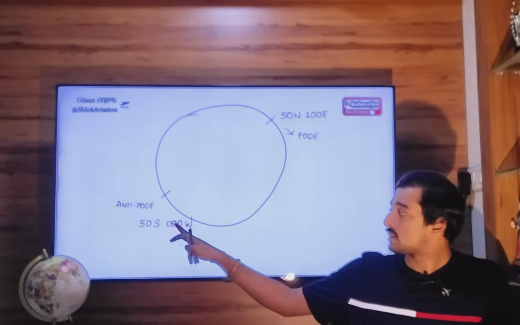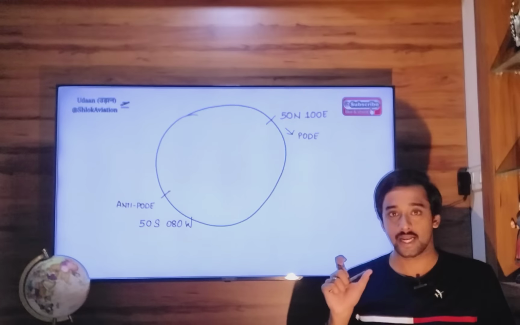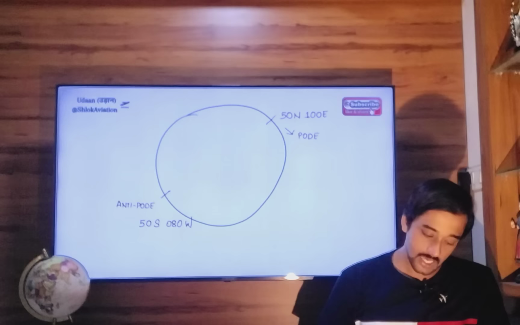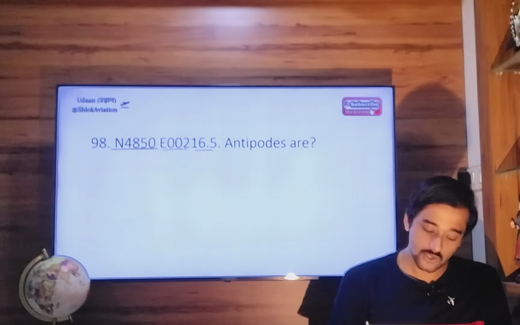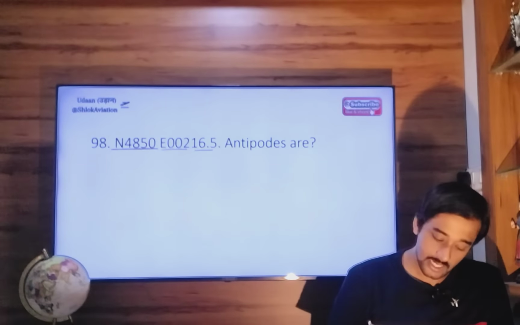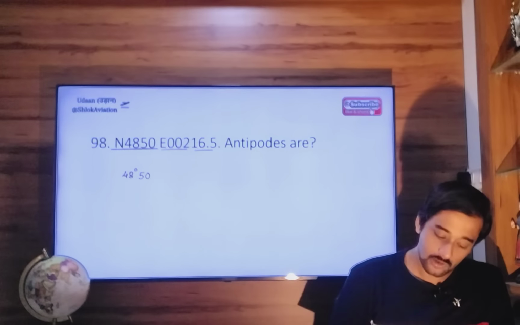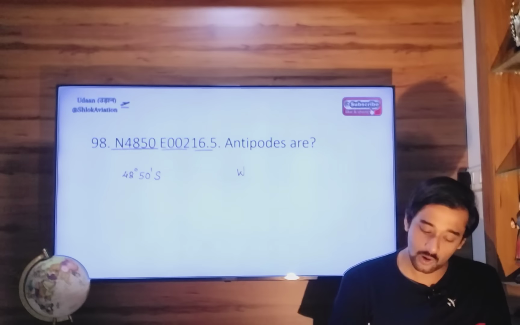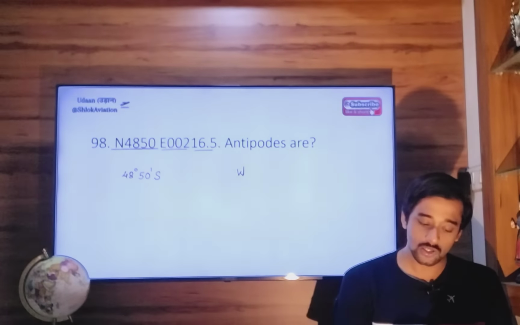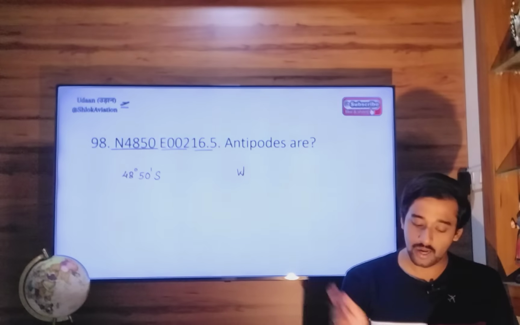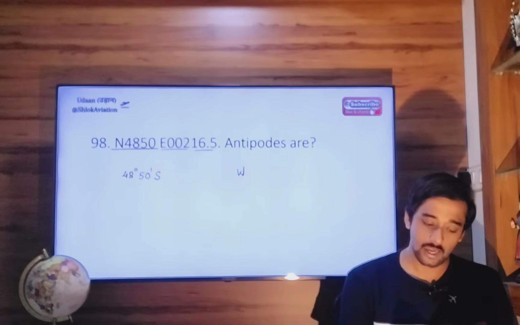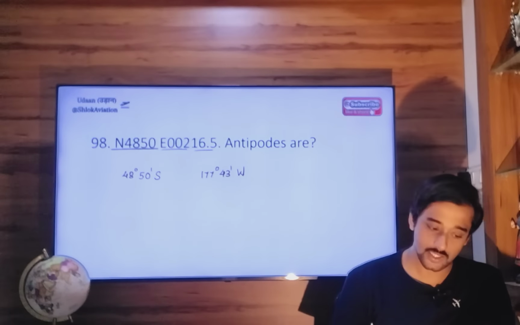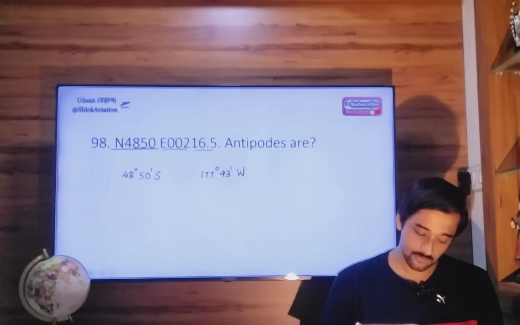Okay, make sure the sum of the longitudes is equal to 180 degrees. And if this is eastern hemisphere, this will be in the west. Similarly here, now this point is 48 degrees 50 minutes north. So the latitude value will remain the same. What will change is the hemisphere, south. This is eastern hemisphere. So the longitude will be western, and the sum of the longitudes should be 180 degrees. So 180 minus 2 degrees 16.5 minutes. So that is equal to 177 degrees 43 minutes. Okay, so this is the answer.